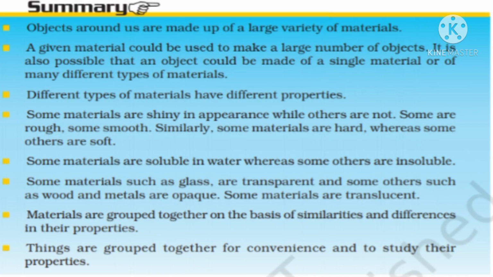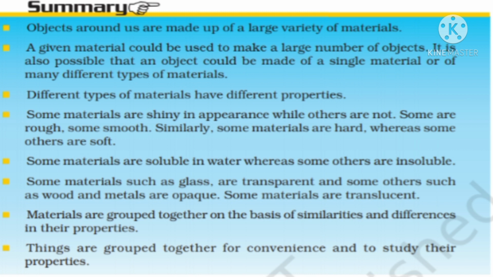So that's all about the lesson. Let's summarize our lesson. Objects around us are made up of a large variety of materials. A given material could be used to make a large number of objects. It is also possible that an object is made up of a single material only or of many different types of materials. And every different material has its own different properties.